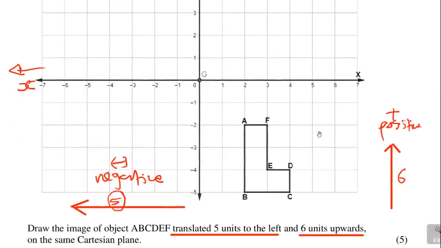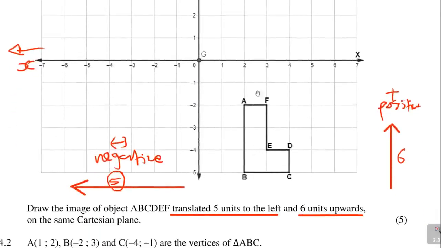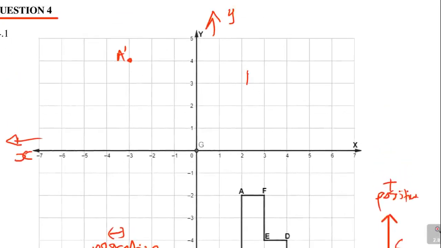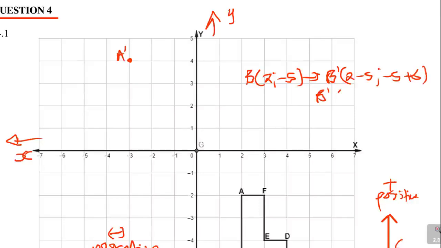So let's go for B. The coordinates of B is 2 and minus 5. So we've got B being 2 and minus 5, and the new B here will be 2 minus 5 and minus 5 plus 6. So what we have for our B will be minus 3 and 1. So you come here, minus 3 and 1, there is our new translated B.